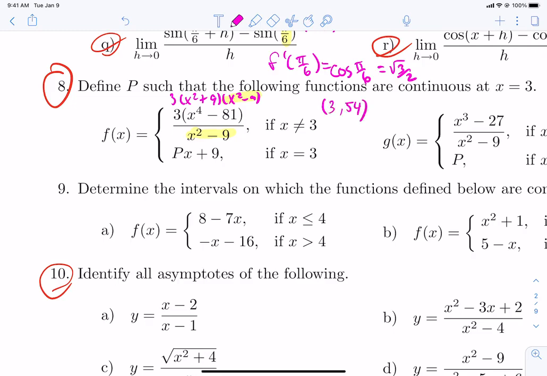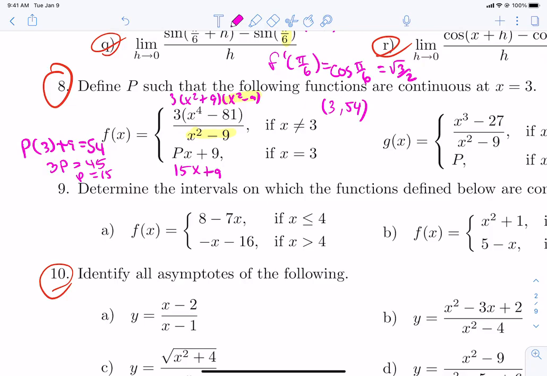Okay. So we want P to fill the hole. So P times our x value of 3 plus 9 has to equal that height of 54, so it fills the hole. And you just solve it. So we're going to subtract 9 from both sides. 54 minus 9 is 45. Divide by 3, get 15. So P was 15. So if 15x plus 9 was sitting right there, it would fill the hole. It would be a perfect match.